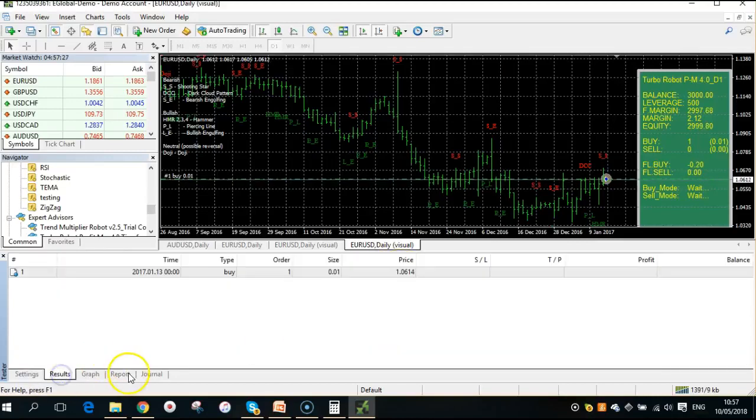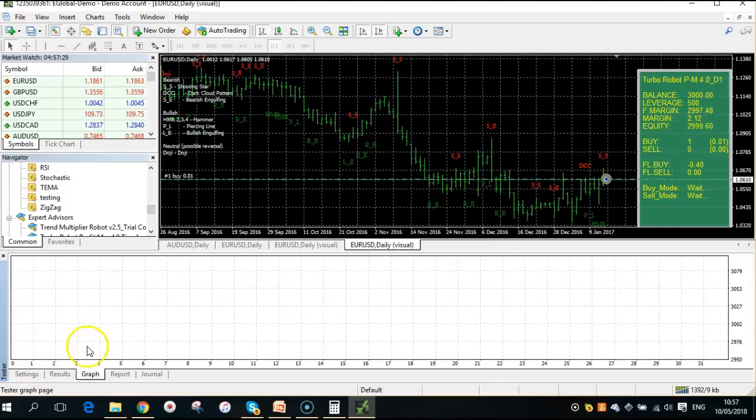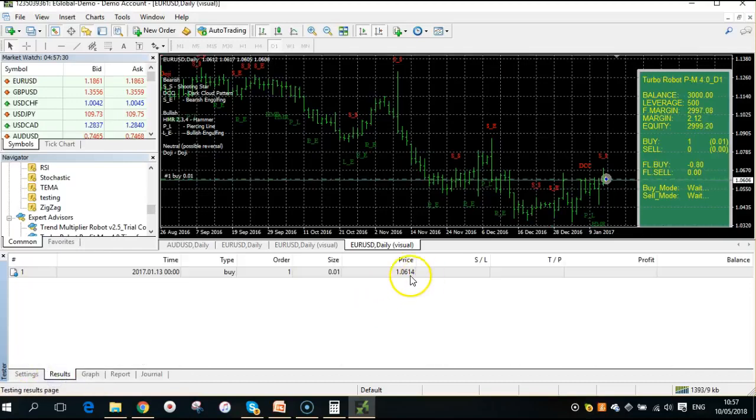You can see that based on your result, then you can see the graph later on. All right, so start opening here, then we will see whether this trade is winning or not. So if this trade hits 10 pips, then it will take the price. All right, so we will wait for it to see whether it will close.